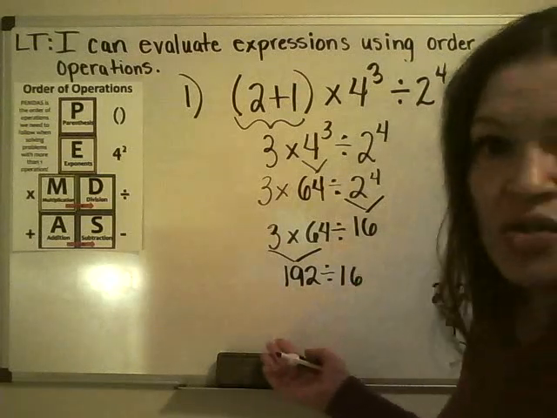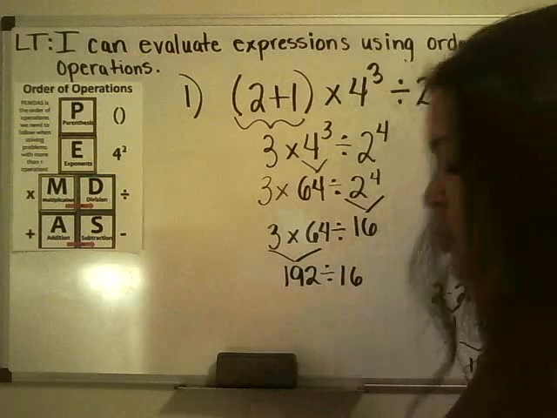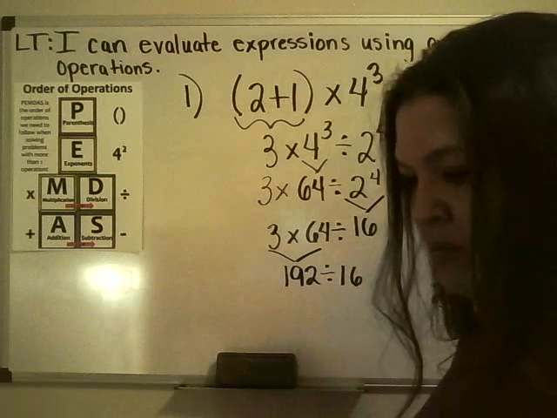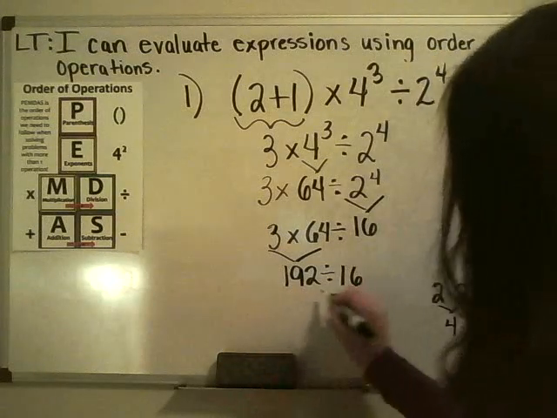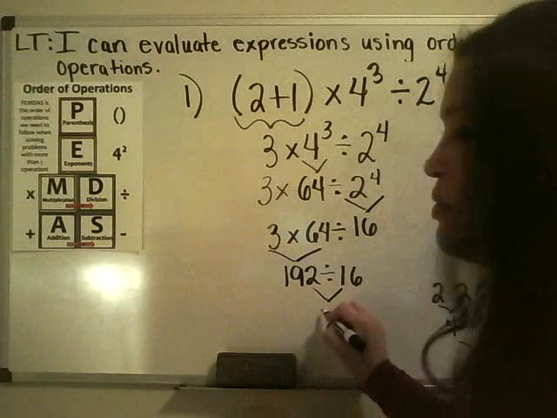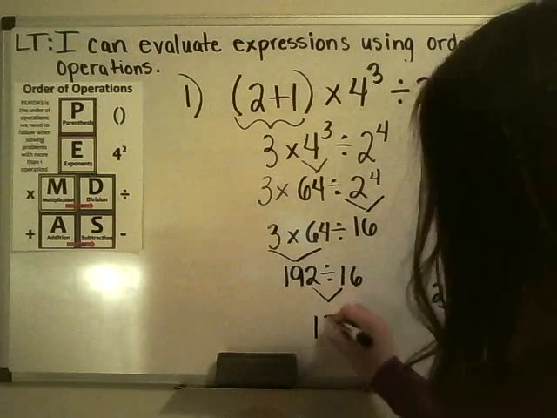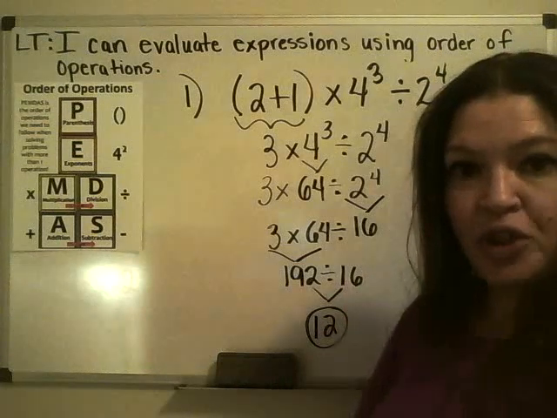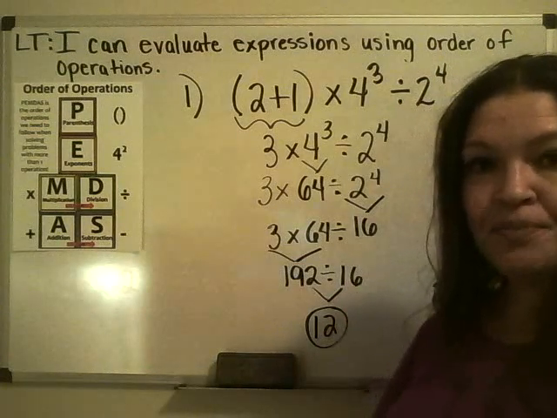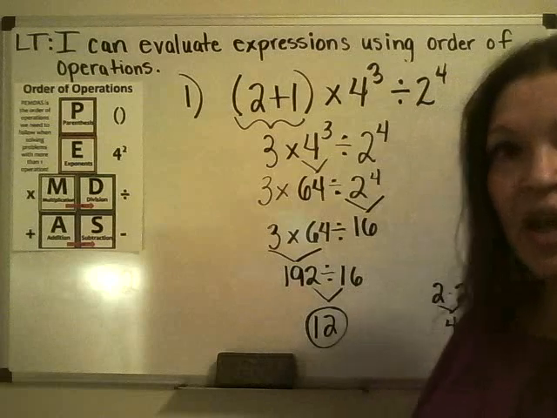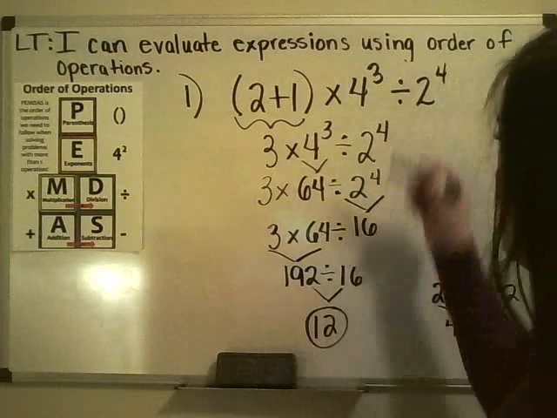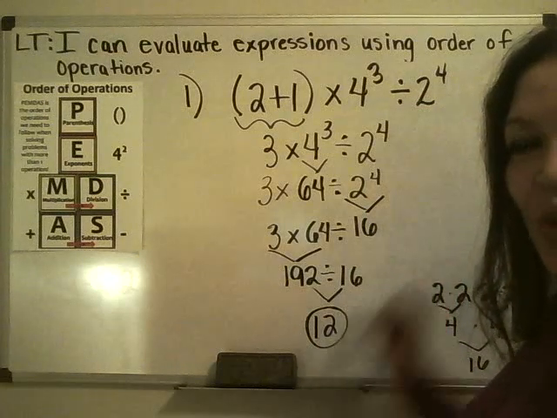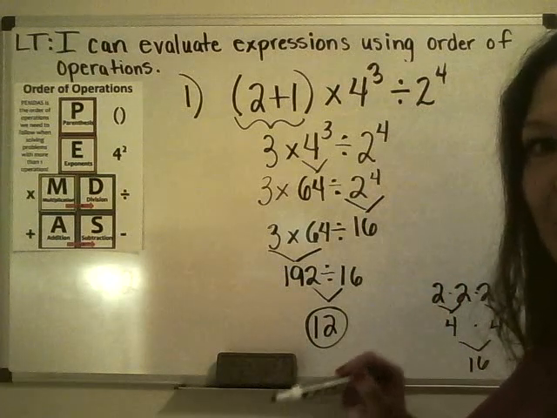And now you have no decisions to make. You only have one operation left. Take 192 divided by 16, and your solution is 12. 12 is your solution. Okay, hopefully you did well on that one. If you have a mistake, just go ahead and pause the video and see if you can find where the mistake happened. And we will go on to number 2 next.